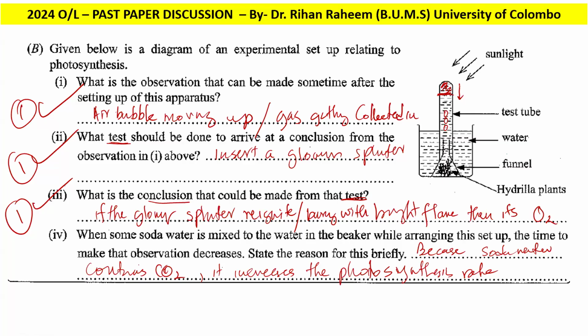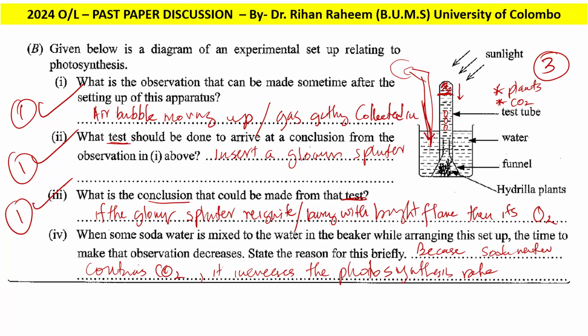Okay, in this experiment, there are 3 methods to increase the rate of oxygen bubbles. One method is adding more plants. When there are more aquatic plants, more oxygen will be released. That is one method. The second method is adding carbon dioxide to the water. How can you add carbon dioxide to the water? You can add soda water, or else you can keep a straw and blow on it.